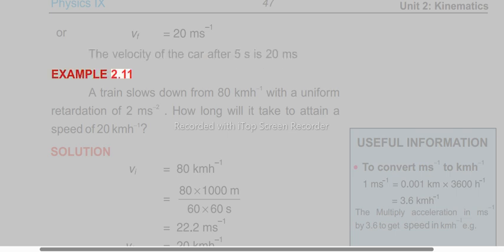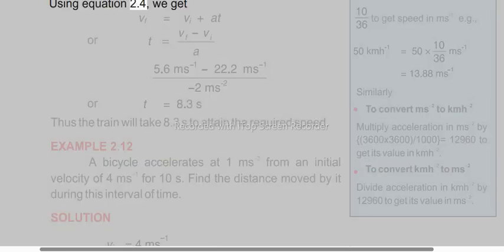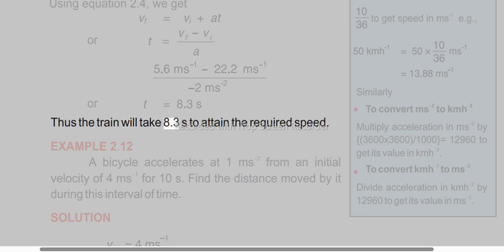Example 2.11. A train slows down from 80 km/h with a uniform retardation of 2 m/s². How long will it take to attain a speed of 20 km/h? Solution. Using equation 2.4, we get. Thus the train will take 8.3 s to attain the required speed.